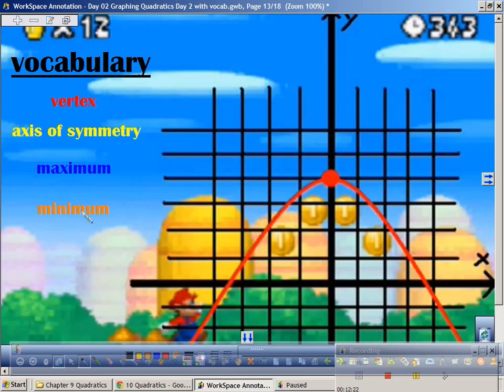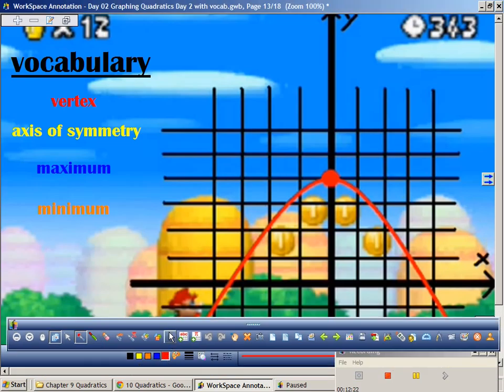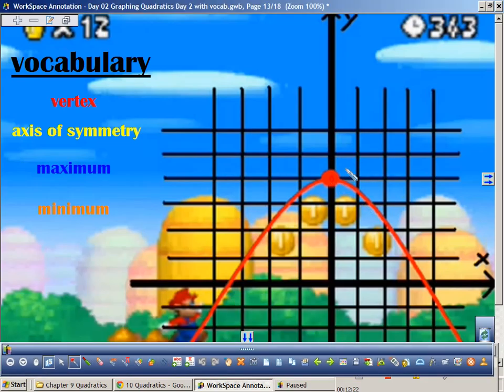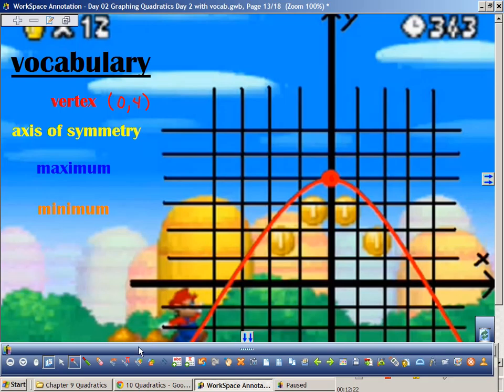All right, let's talk about all this vocabulary here. Where would the vertex be? Okay, where this dot is. But what would we call that? Where's the point of the vertex on this? 0, 4, right? You go 0 on the x-axis and you go up 4.